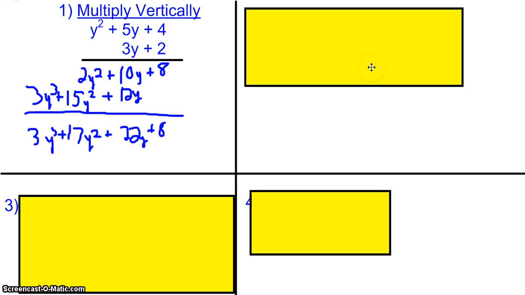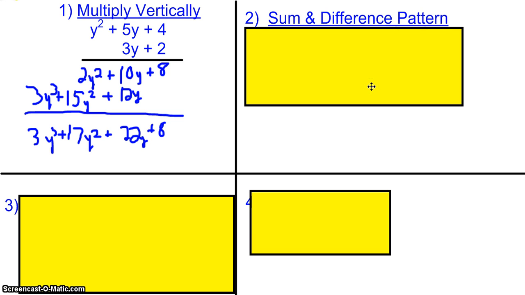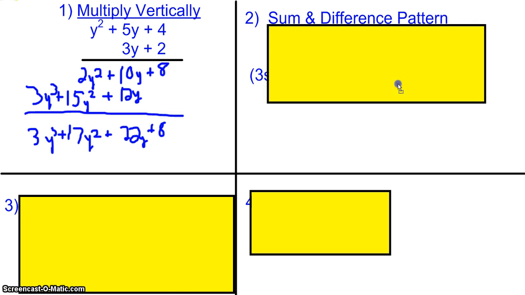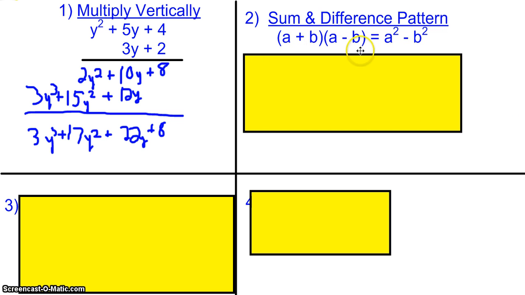The second pattern we learned was the sum and difference pattern, my favorite of the two. And the sum and difference pattern says that when you have the sum and difference of the same factors, right, that you end up with a difference of two perfect squares. And that happens because the outside is a negative ab, but the inside is a positive ab, and so they're opposites, and you are left with no middle term.